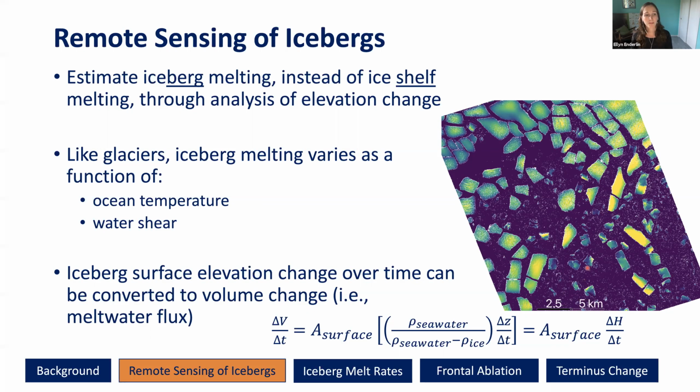Well, if we can look at these changes in elevation over time for these icebergs that have recently calved, we can make use of those changes in elevation, our dz/dt here. Since they're floating, if we know the density of seawater and the density of ice, we can convert that to a thickness change, that's your dh/dt here. And if we then integrate that over the surface area of the iceberg, that gives us a meltwater flux, or a volume change per unit time.